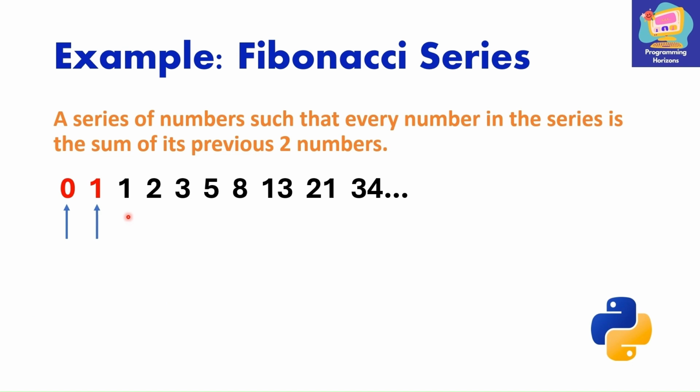So here 1 is the sum of its previous two numbers 0 and 1. Similarly, 2 is the sum of 1 and 1, 3 is the sum of 1 and 2, 5 is the sum of 2 and 3, and so on.